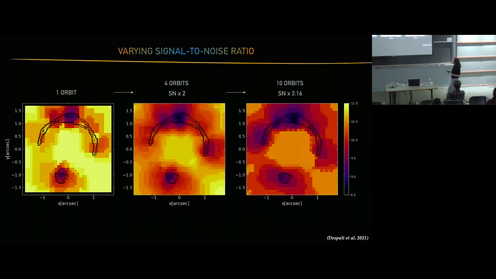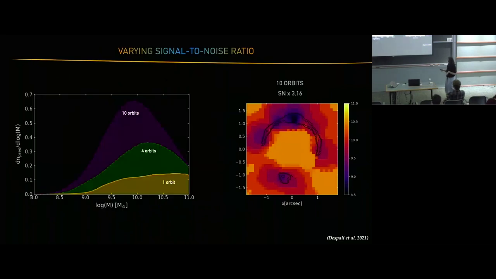So here is what you get if you observe the same gravitational lens system, let's say with Hubble, with 1, 4, and 10 orbits. You can see that the effect of the signal-to-noise ratio is to increase the area in which you're sensitive to the presence of low-mass halos. But it doesn't change how deep you probe the mass function. And as I will show you later, unfortunately, you lose a lot of this area once you start considering more complicated mass distributions for the lens galaxies. But I will show you that later.